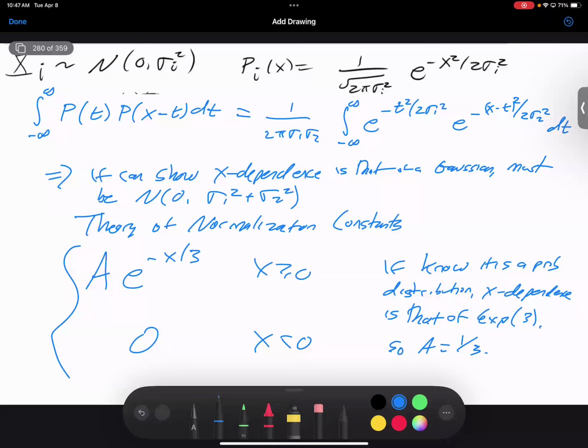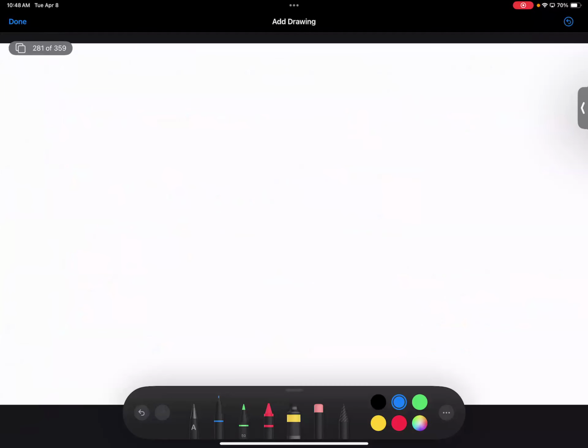So all I have to do is show that when I finish the integration with respect to t, it looks something like e to the negative constant x squared. That's it. Once I get that, I'm done. Okay? So let's just focus on the integral from minus infinity to infinity of 1 over 2 pi sigma 1 sigma 2, e to the negative t squared over 2 sigma 1 squared, e to the negative x minus t squared over 2 sigma 2 squared dt.